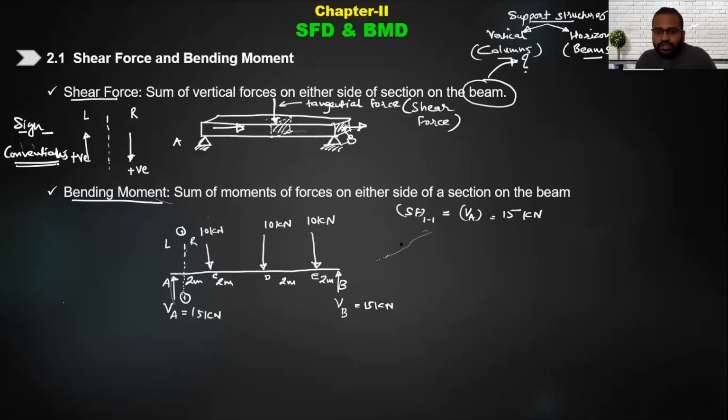Vertically positive. But if you check on the right hand side and if you do it this way, if I did the calculation from the right hand side too, what is there on the right hand side? Downward is positive. So this 10 would be positive, this 10 positive, this 10 positive and this 15 negative.